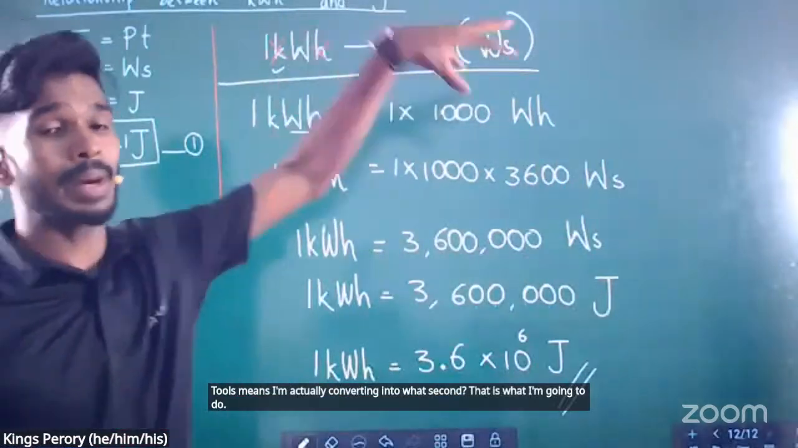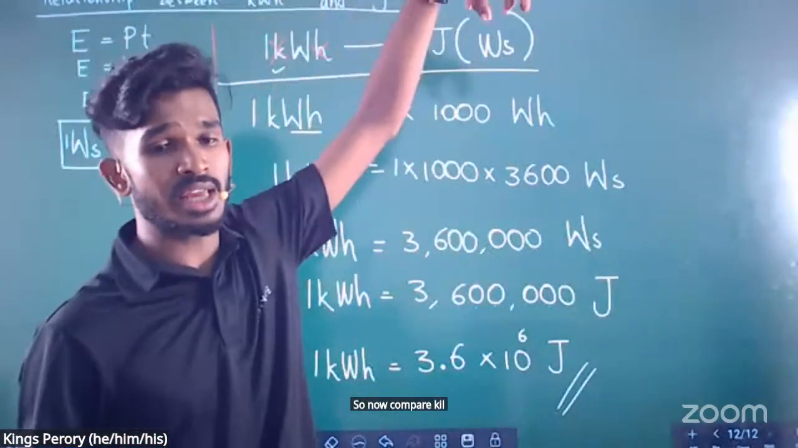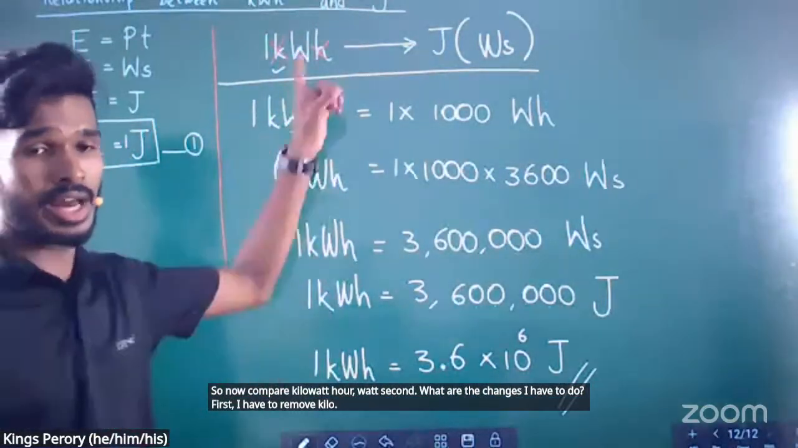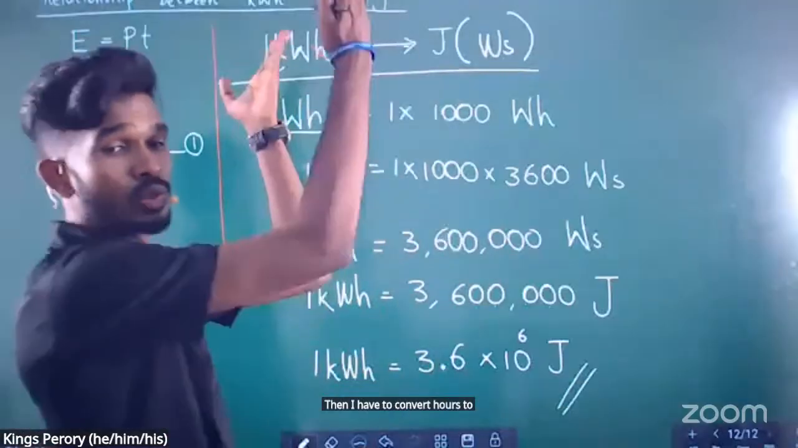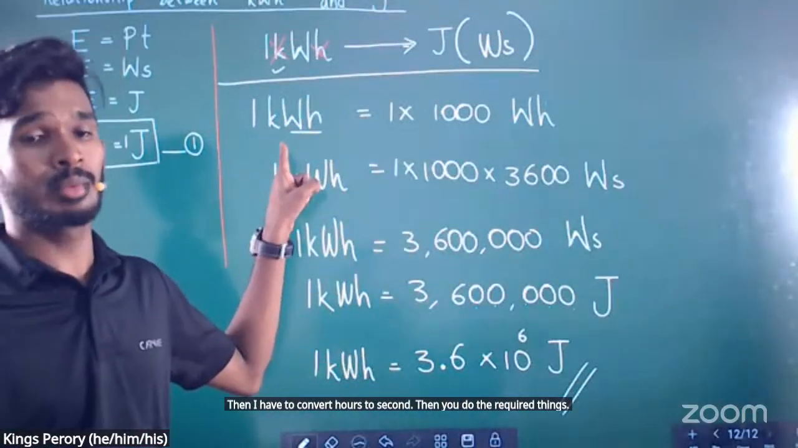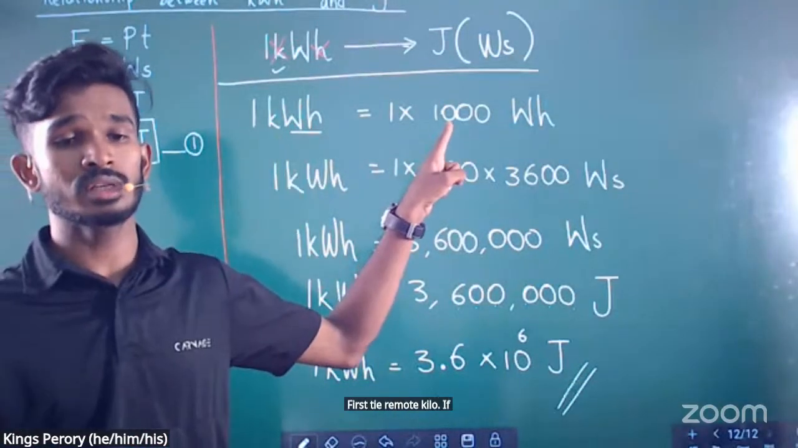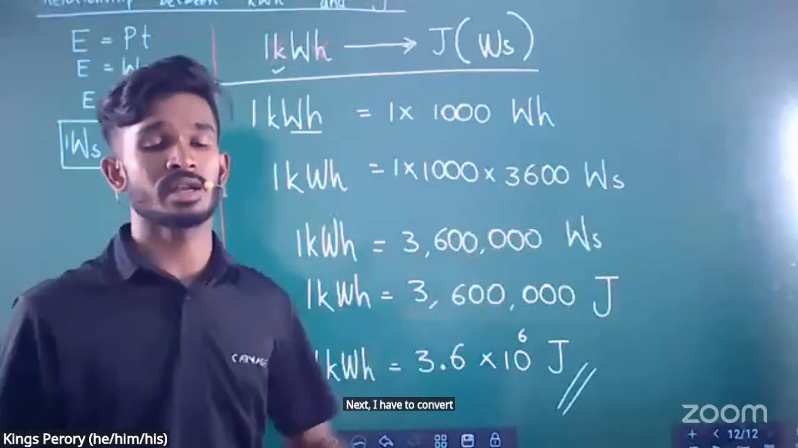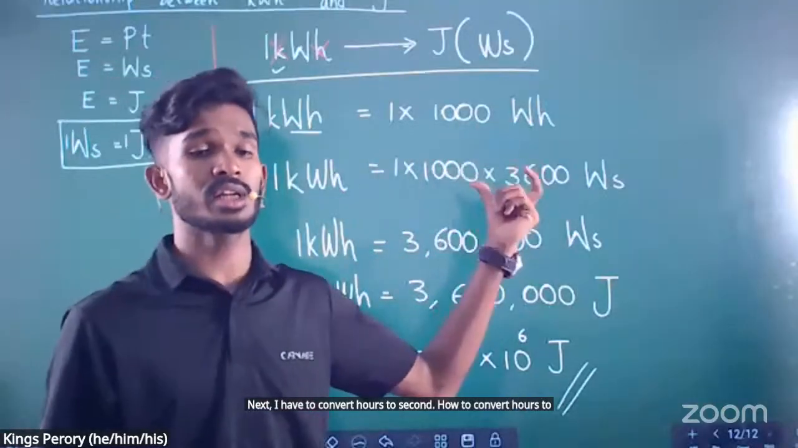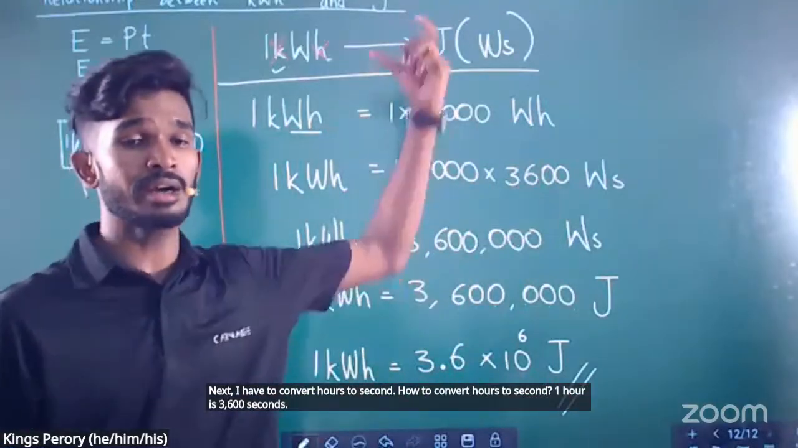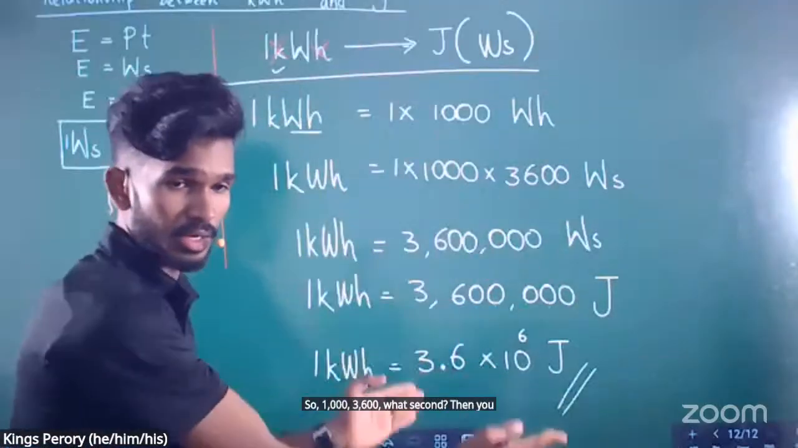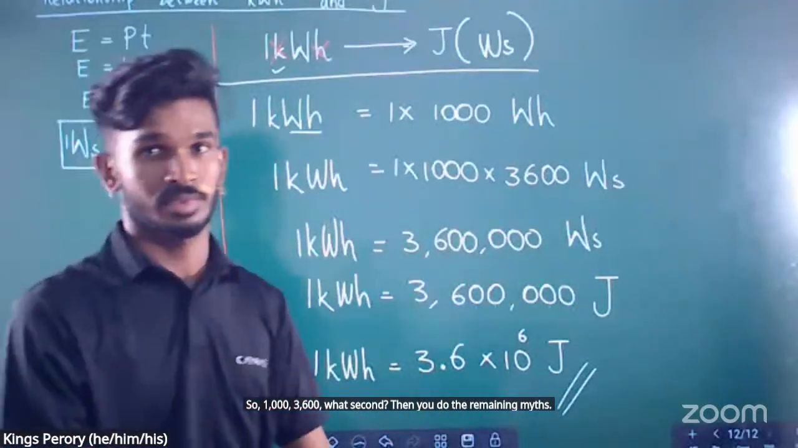So now compare kilowatt hour and watt second. What are the changes I have to make? First I have to remove kilo. Then I have to convert hours to seconds. Then you do the required things. First I remove kilo. If I remove kilo, 1000 will be added there, and watt hour will remain. Next I have to convert hours to seconds. How to convert hours to seconds? 1 hour is 3600 seconds. So 1000 times 3600 watt second. Then you do the remaining maths. Clear?